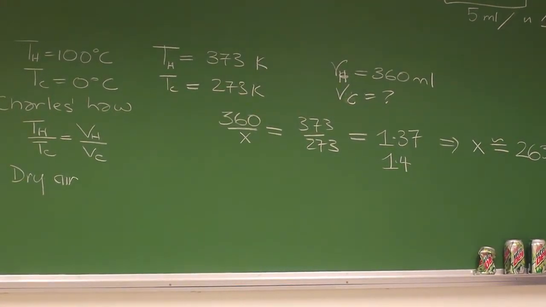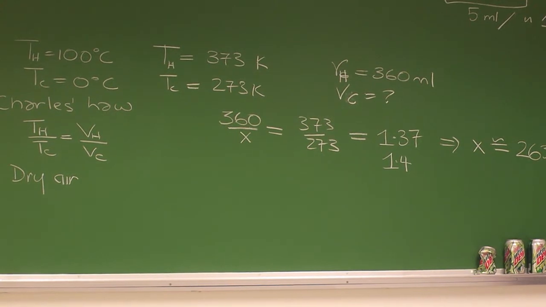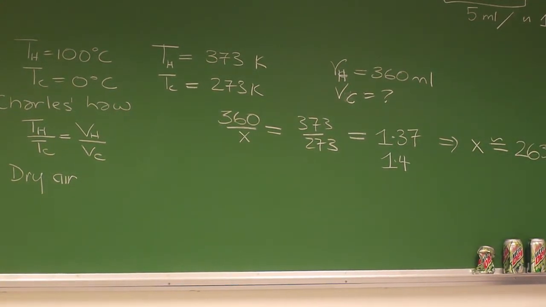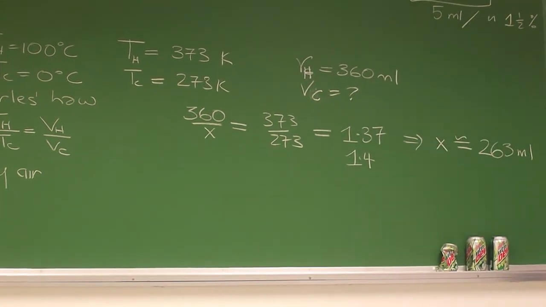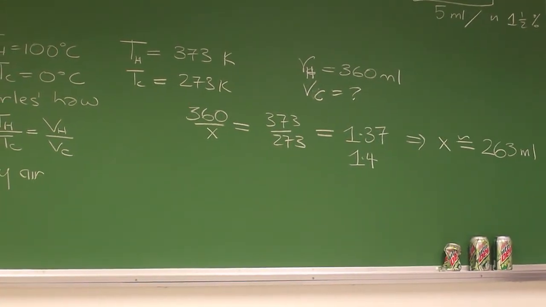So we're going to heat a can to 100 degrees Celsius. The air in the can is going to be at 100 degrees Celsius. It has a known volume. And then we're going to put it in the cold water bath and find out what its volume should be. Charles's law lets us predict this.